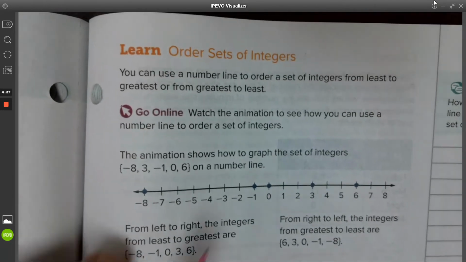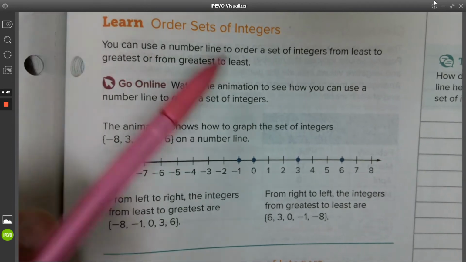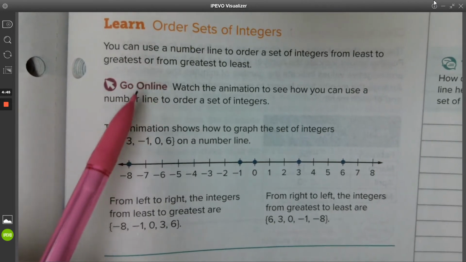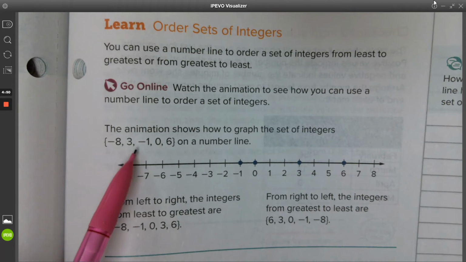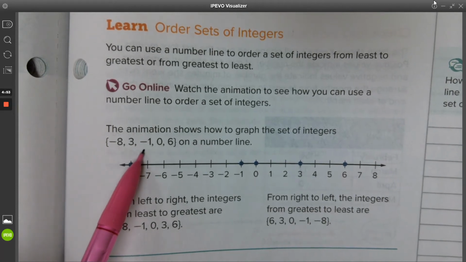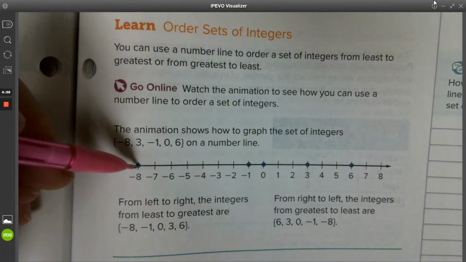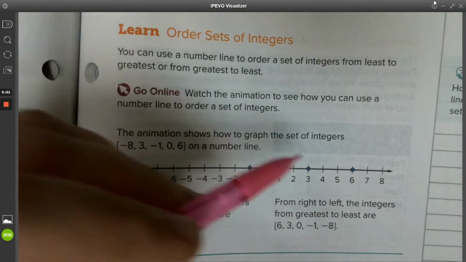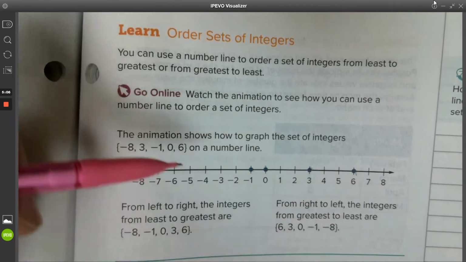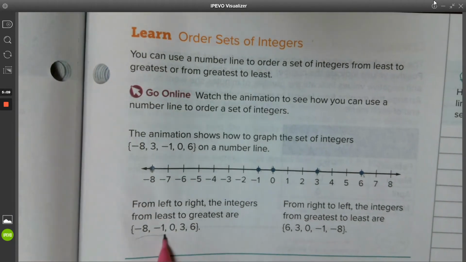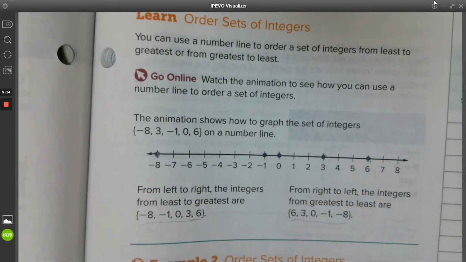All right, now moving on now to page 207. We're ordering sets of integers. We can use a number line to order a set of integers from least to greatest and from greatest to least. So if we're given these values, -8, 3, -1, 0, and 6, and I needed to graph them, all I would do is put points where I see those values. -8, 3, -1, 0, 6. And then we just simply list them. Left to right if you're going least to greatest, or right to left if you're going greatest to least.